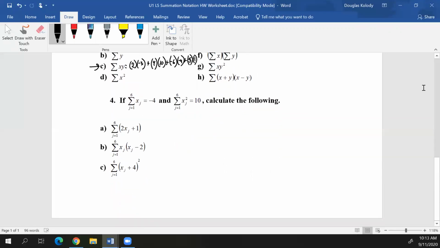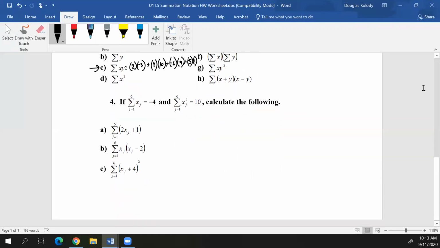Last but not least, number 4 is exactly like what we just did, the final 2 examples. So I'm not going to do one with you.